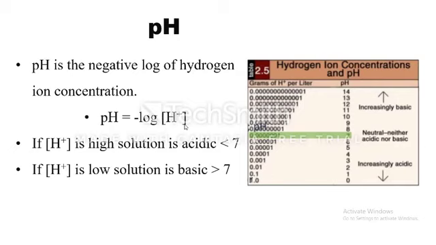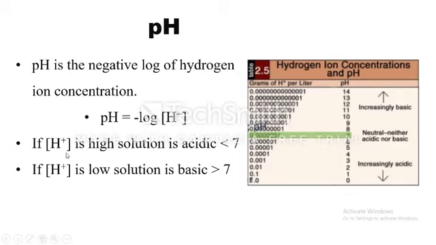Basically, we use pH to measure the acidity or the basicity of a solution, and if the pH is 7, the solution is said to be neutral. It is neither acidic nor basic.